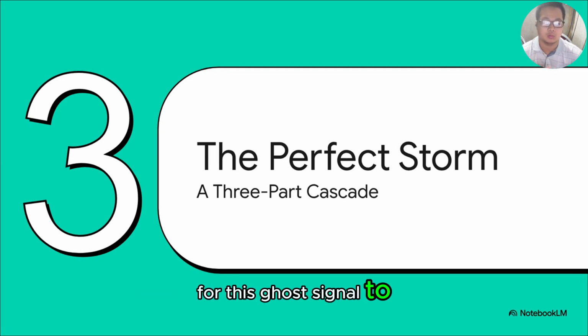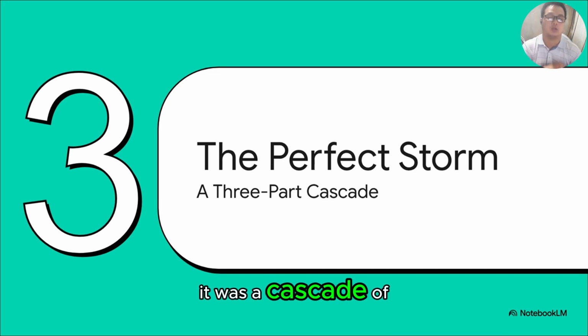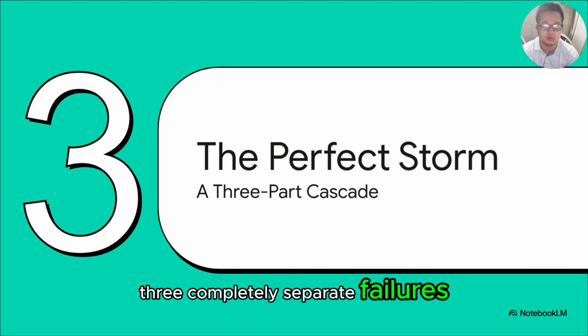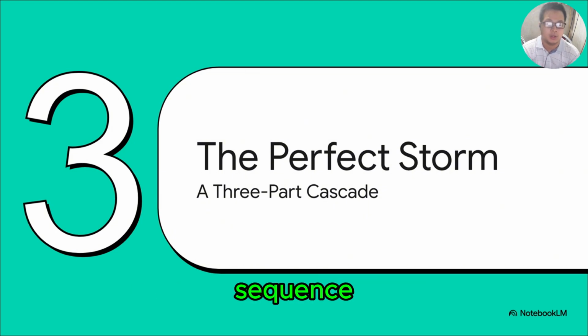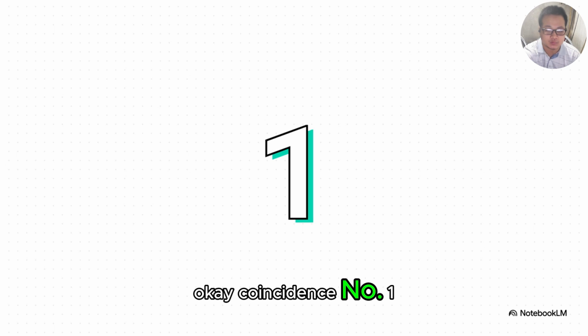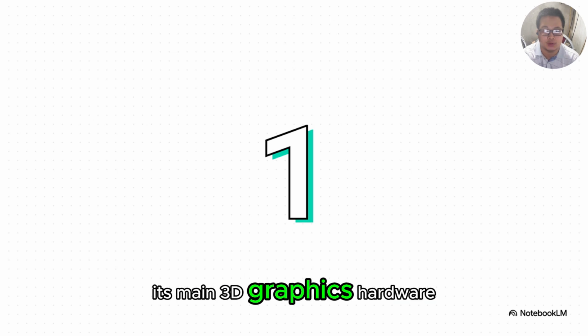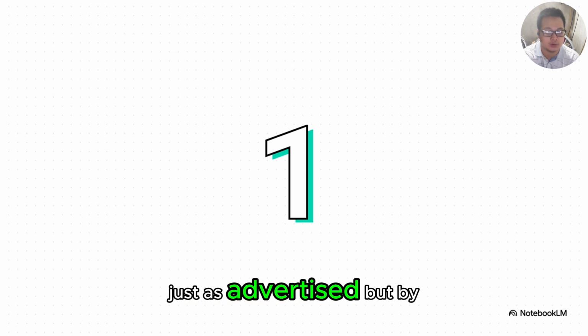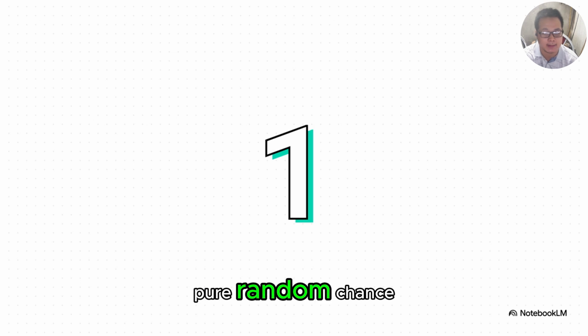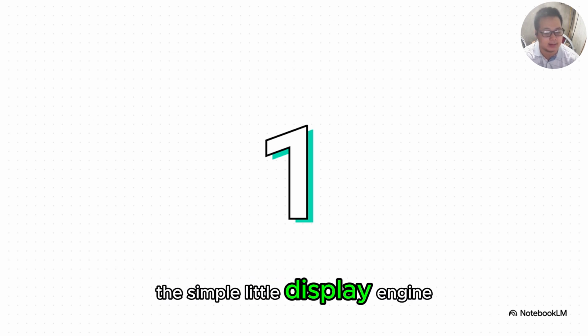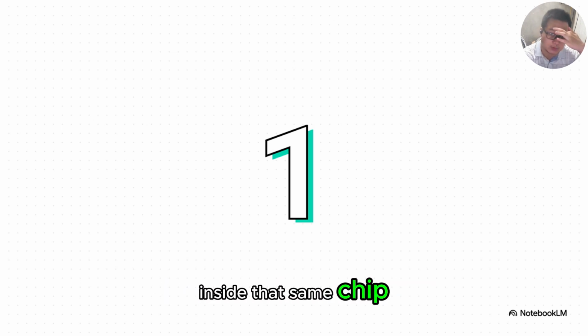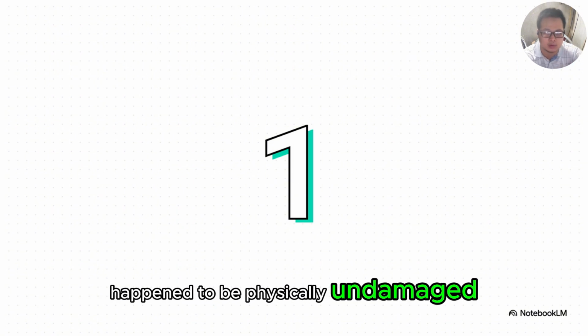For this ghost signal to actually show up, it wasn't just one thing that went wrong. It was a cascade of 3 completely separate failures, all happening in the perfect sequence. Okay, coincidence number 1, the CPU itself. The chip this person had was in fact a real KF model. Its main 3D graphics hardware was faulty, just as advertised. But by pure, random chance, the simple little display engine inside that same chip happened to be physically undamaged.